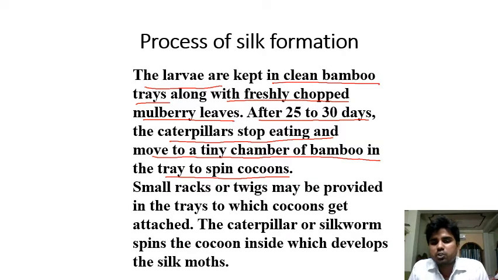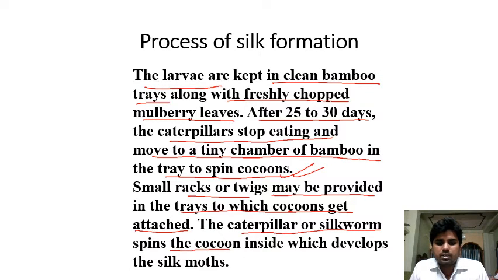And after eating so many mulberry leaves, they start spinning the cocoons. Small racks or twigs may be provided in the trays to which the cocoons get attached. The caterpillar or silkworm spins the cocoon, inside which the silk moth develops.